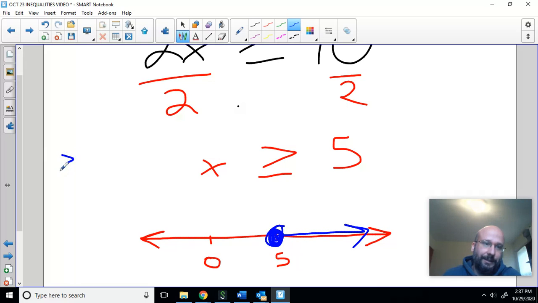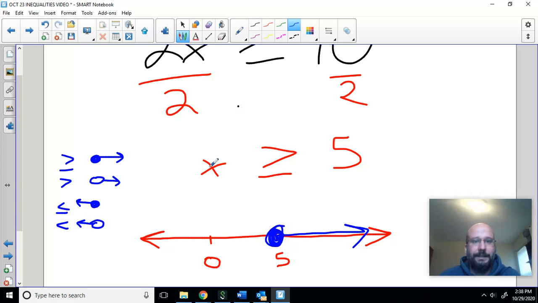If it's greater than or equal to, it's a solid circle because it's equal to the number. If it's just greater than, then it would be open. Less than or equal to, it would be solid. Less than would be open. Greater than goes this way. Less than goes this way. This is x is greater than or equal to 5. So on 5, the circle is filled in and it goes to the right.